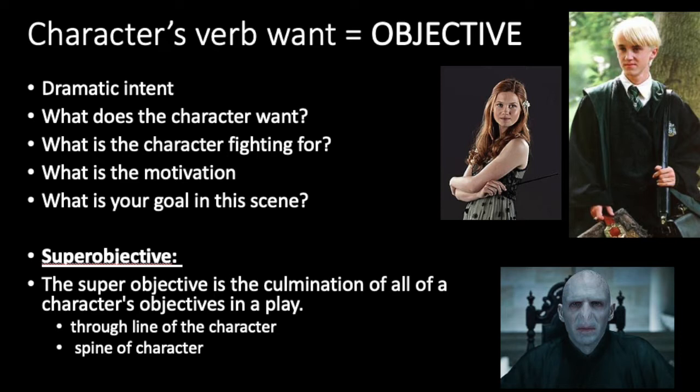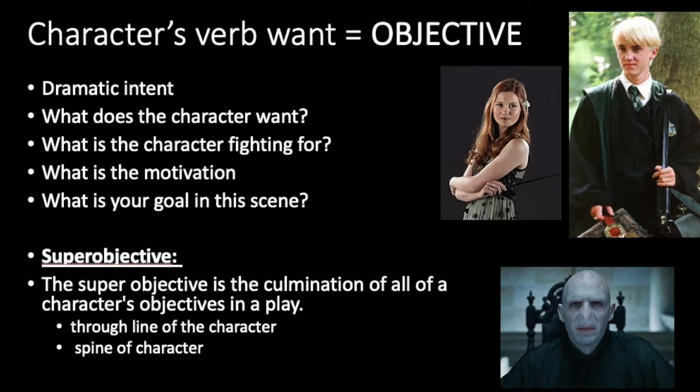This is for dramatic intent. What does the character want? What is the character fighting for? What is the motivation for what they're fighting for or what they want? And what is your goal in the scene? So when you're thinking, not what your goal in the scene would be if you're acting, but think about in each scene, what is the character trying to do? And then, as we talked about before, a super objective is what the character wants throughout the entire show, the through line. So Romeo and Juliet's would be to be with one another.